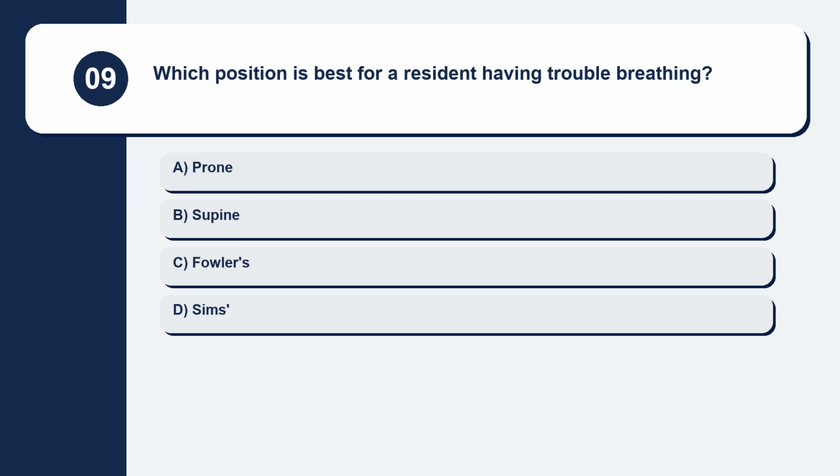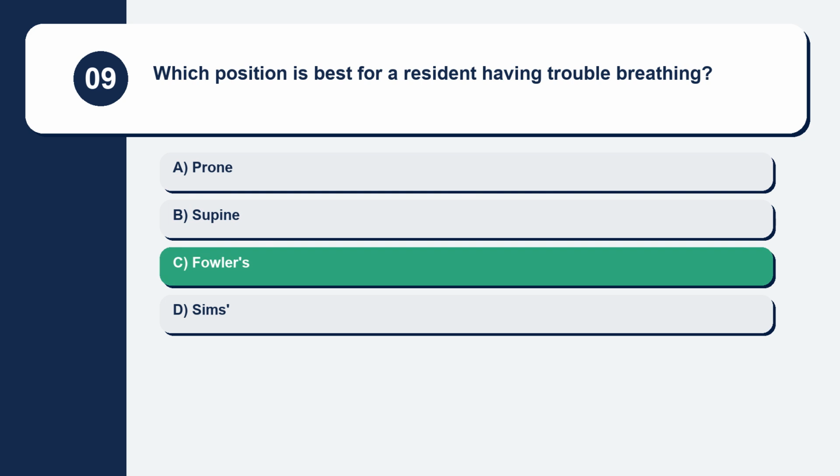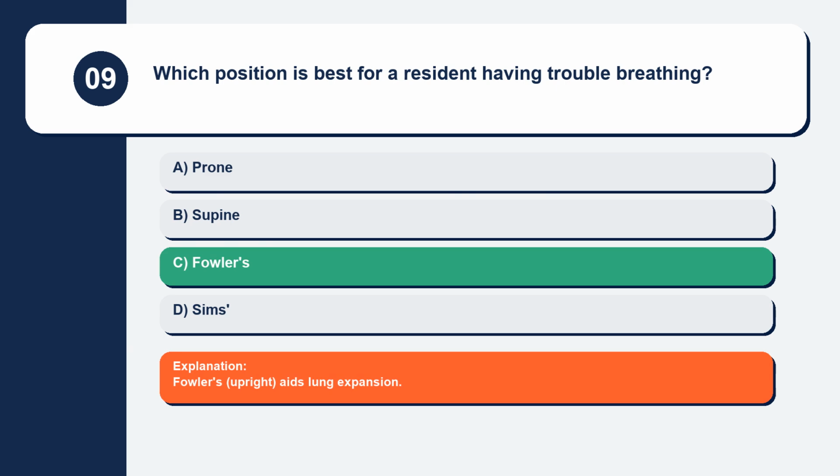Question 9. Which position is best for a resident having trouble breathing? Prone, supine, Fowler's, Sims. Fowler's, upright, aids lung expansion.